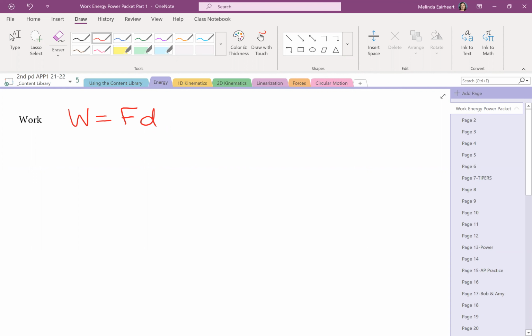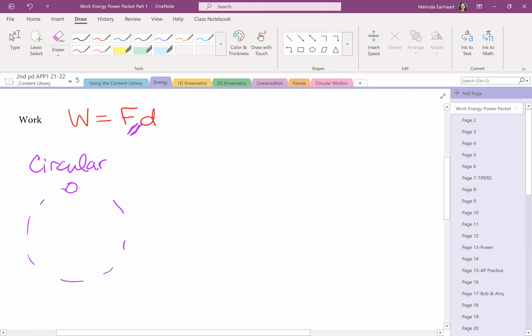And so I'm going to add in some nitty-gritty details about this force and distance. They have to be parallel to each other. And so what does that mean? Well, previously we did circular motion, right? That's what we ended with in December. Circular motion, maybe it was a ball on a string, right? There was a tension force pulling it, but what direction was it moving at that moment?